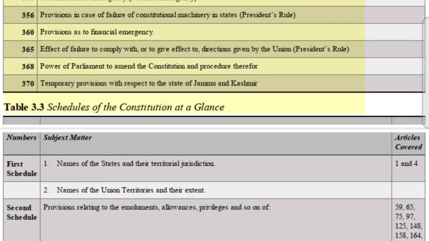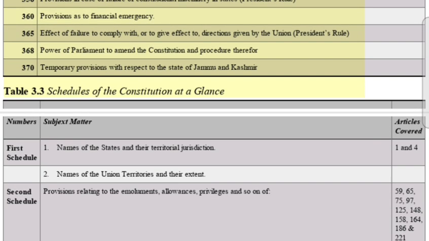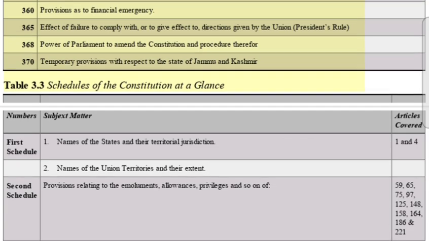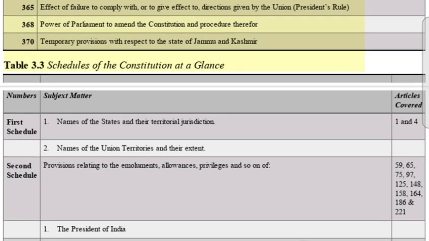365 Effect of failure to comply with, or to give effect to, directions given by the Union. President's rule. 368 Power of Parliament to amend the Constitution and procedure therefor. 370 Temporary provisions with respect to the state of Jammu and Kashmir. Table 3.3 Schedules of the Constitution at a glance.